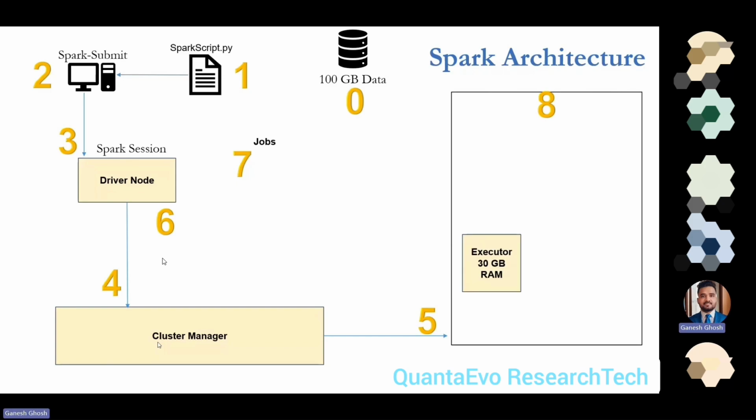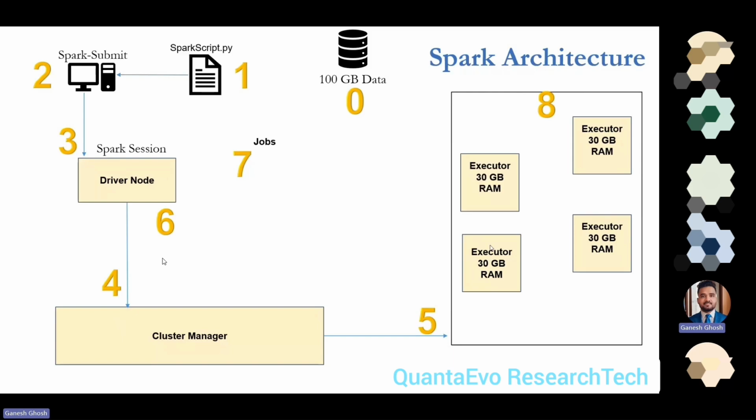The cluster manager will create 4 executors. Suppose the driver requirement was that each executor will have 30 GB of RAM. Now the cluster manager is creating 4 executors, each having 30 GB of RAM, like the talent acquisition team would have hired 4 people with a particular skill. Now these executors are available. The cluster manager, or in our case the talent manager, will go back to the driver node and inform it that the resources you asked for are already present. I have created them.